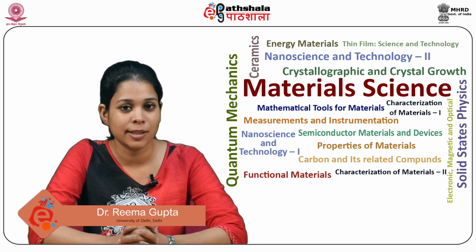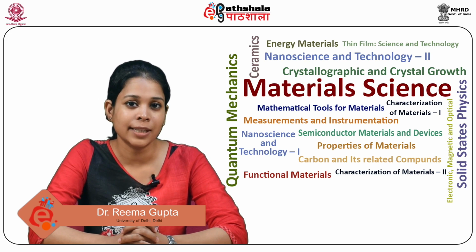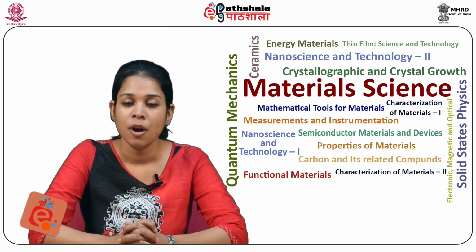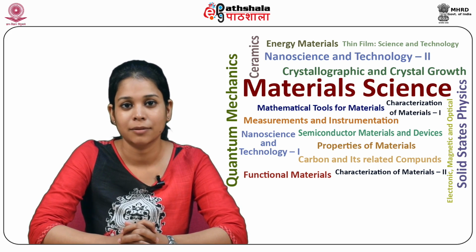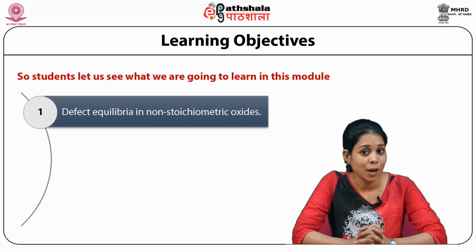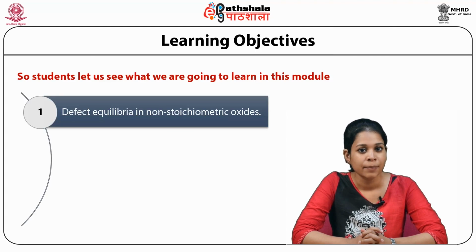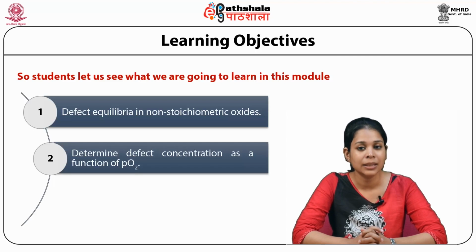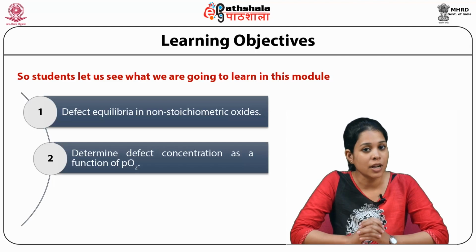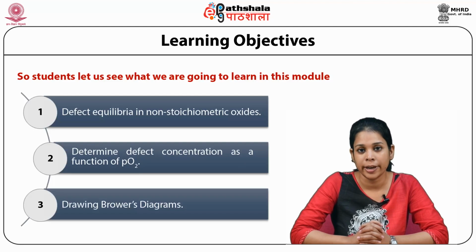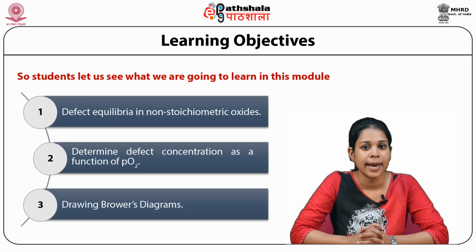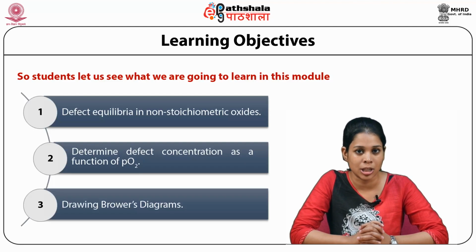Today we are going to discuss the module Defect Chemistry, part 4 from the paper Ceramic. Let us see what we are going to learn in this module. We will be learning about the defect equilibria in non-stoichiometric oxides, and we will be determining the defect concentration as a function of partial pressure of oxygen. Then we will be drawing the Brouwer's diagram according to the defect concentration.